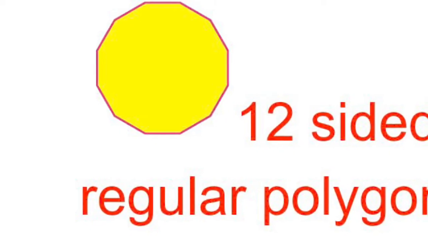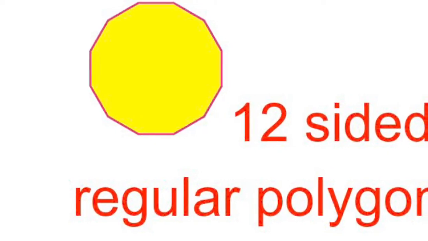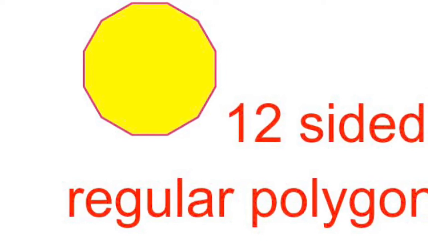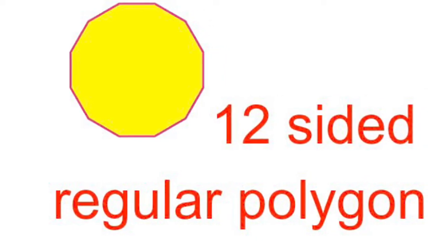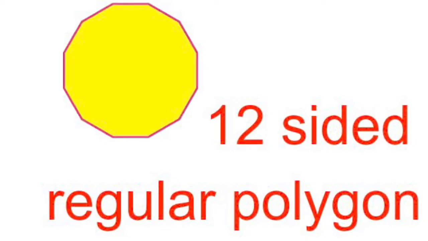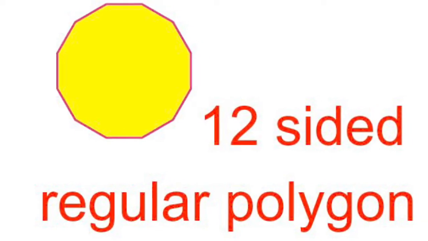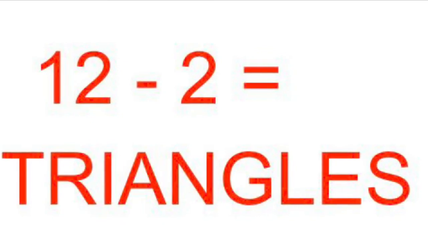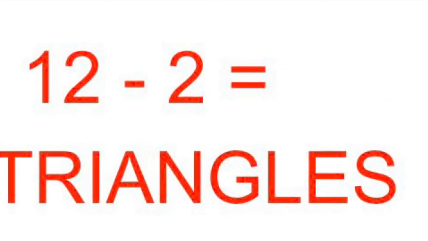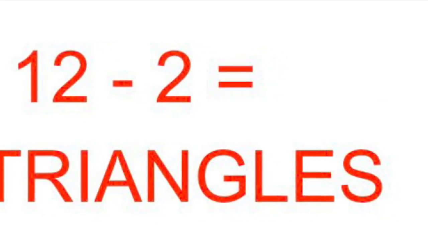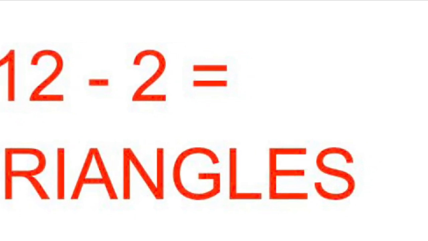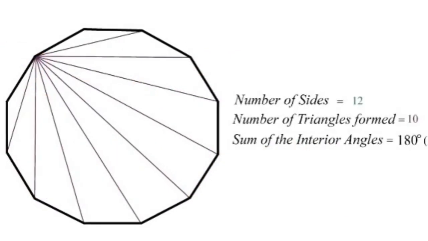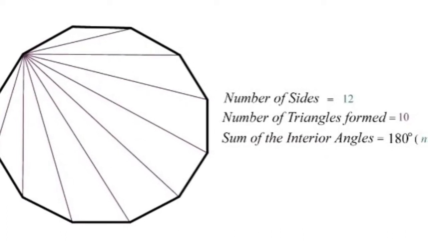So we're going to look at another polygon. This time we're going to look at a 12-sided regular polygon. Be aware that the word regular means that all the sides and all the angles are the same. If there are 12 sides on this regular polygon, then that means that there will be 10 triangles because 12 subtract 2 gives you 10 triangles. That's the pattern we learned yesterday, and that's the pattern that we'll continue to use.